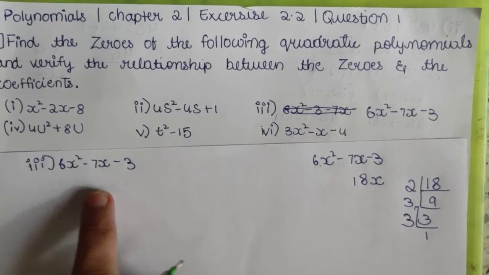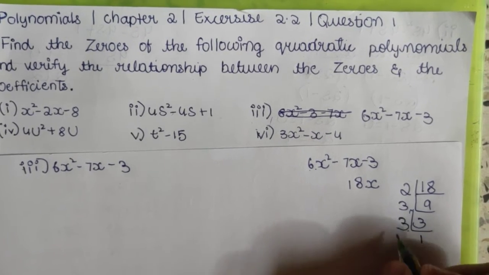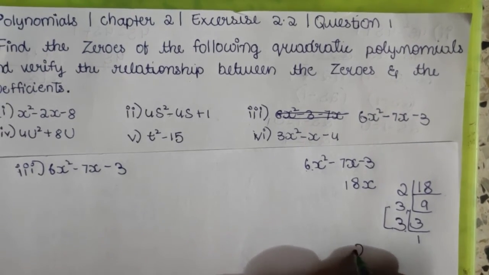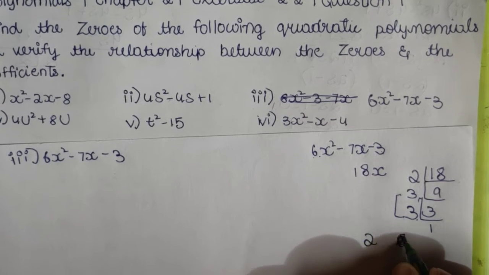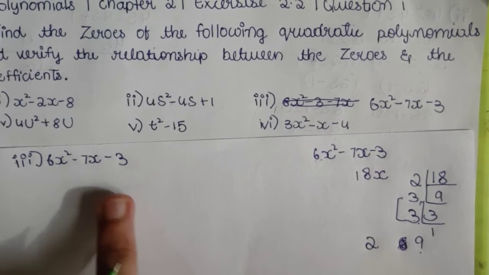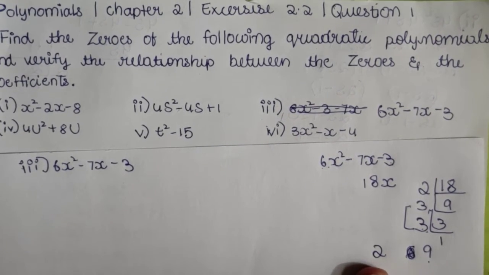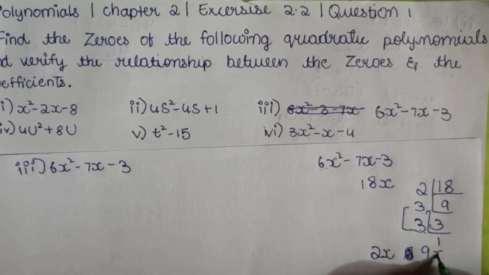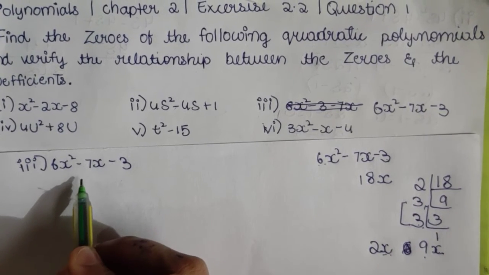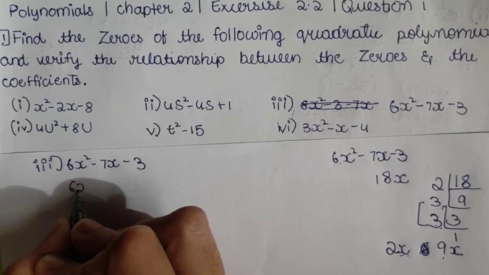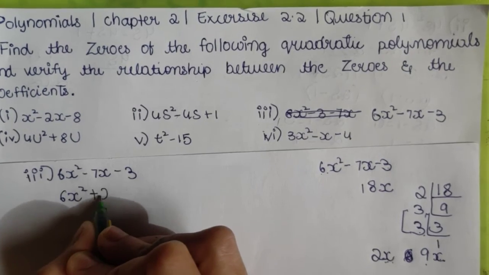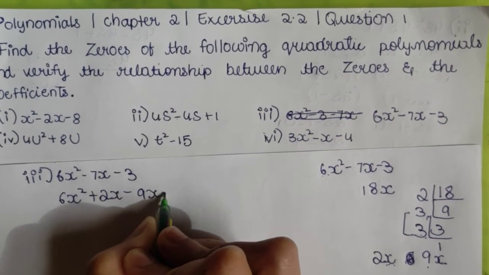we can write 7x. So now first let me do it here. I am grouping 3 and 3 here, so that becomes 2 and 9. We are multiplying, that becomes 9. So here you can see 7x can be written as 9x minus 2x. 9x minus 2x is 7x. So here 7x can be written, and the expression becomes 6x square plus 2x minus 9x minus 3.